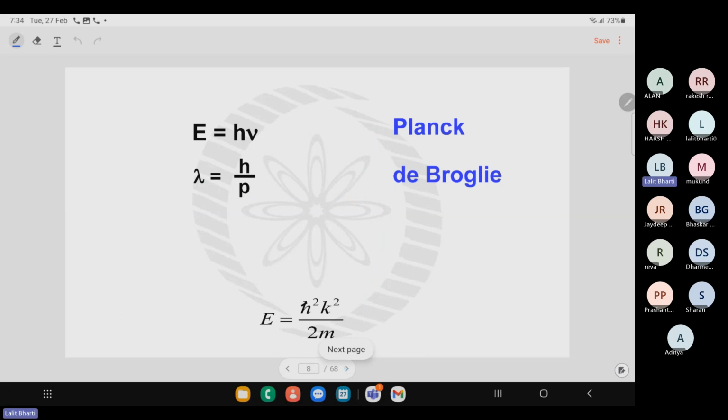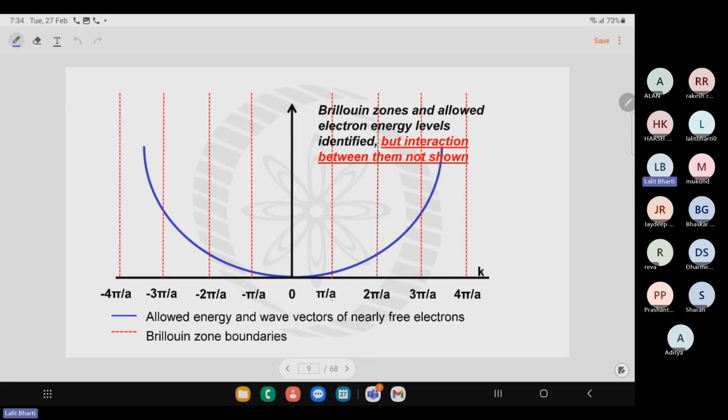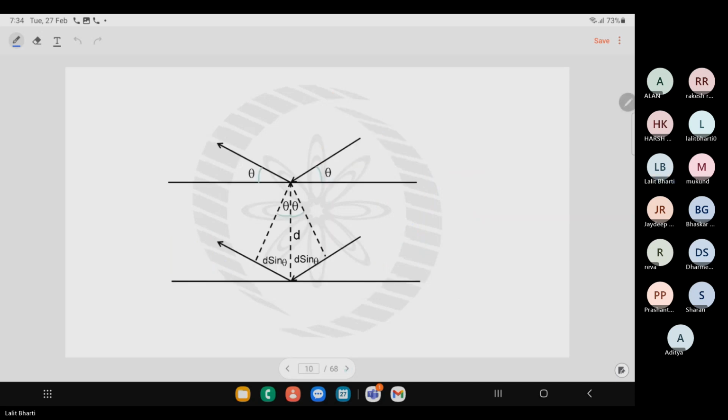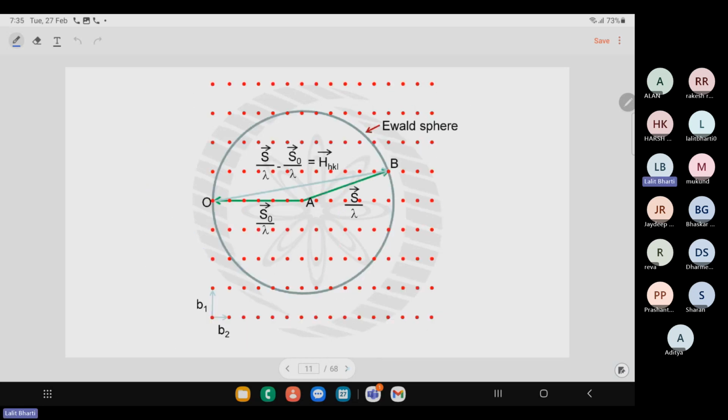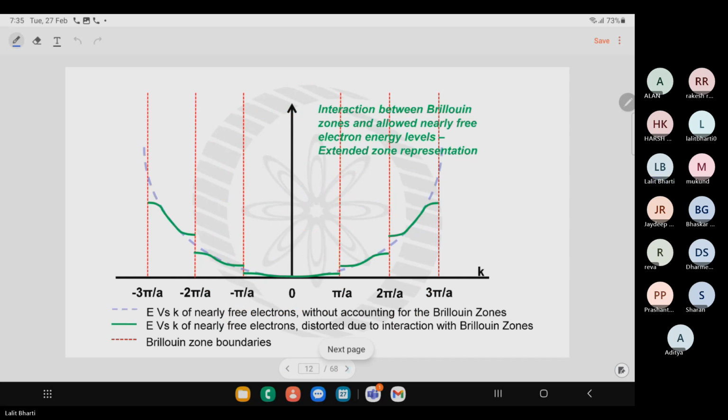Again, the Planck's and the Bogey relation. These are basically the Brillouin zones. If you're familiar, you can understand, but it takes a lot of explanation to make you understand what a Brillouin zone is exactly. So I suggest you go through the main lectures for these. Again, these are the Bravais lattices.